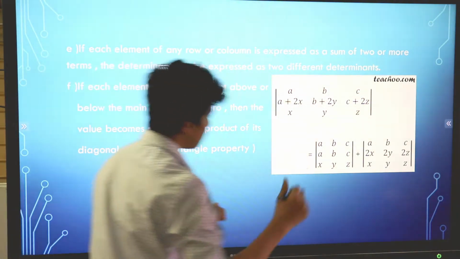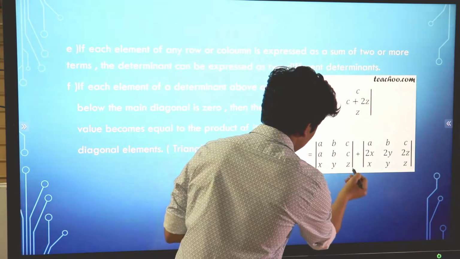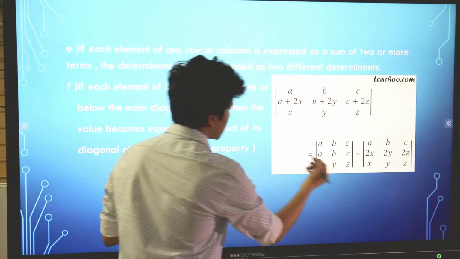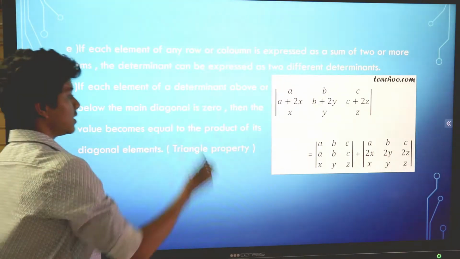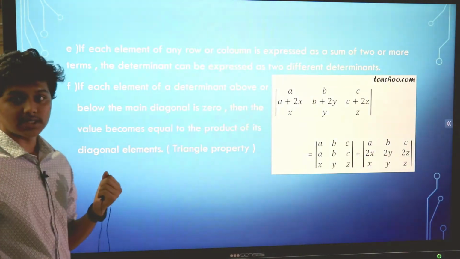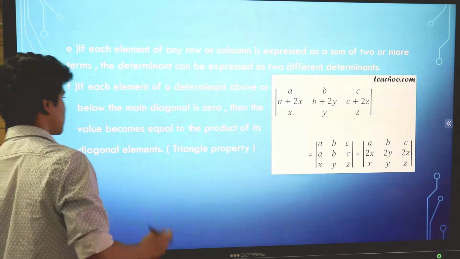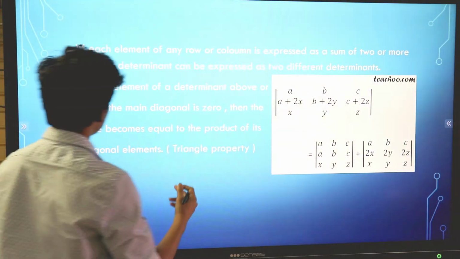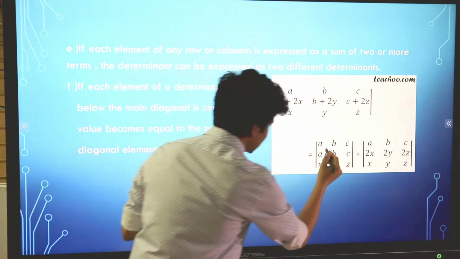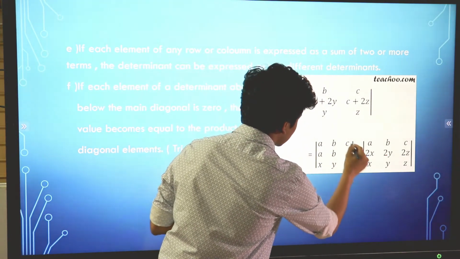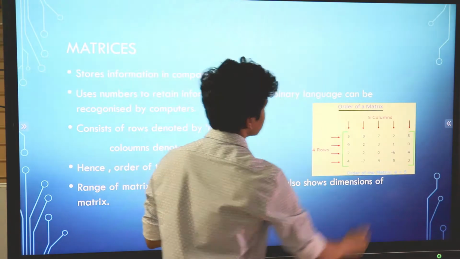Next, if each element of a determinant above or below the main diagonal is zero. Now very importantly, the main diagonal is always this one, from the left top to the right corner. Same here, in every kind of determinant, left top to right bottom is the main diagonal. Now if we see the values above or below the main diagonal, these terms right here form a triangle, and so does this.